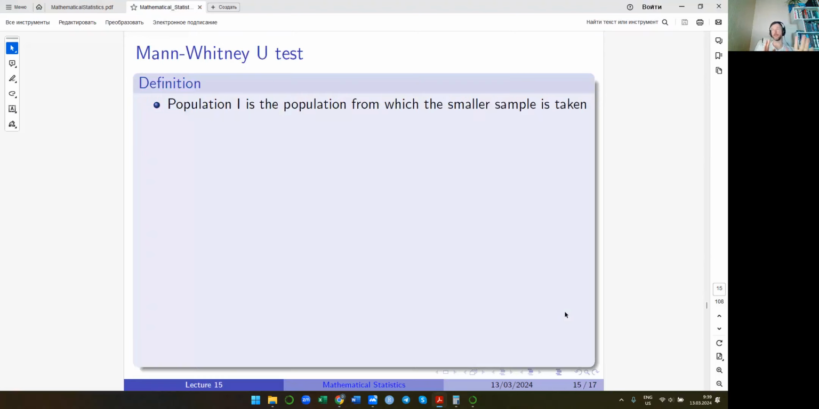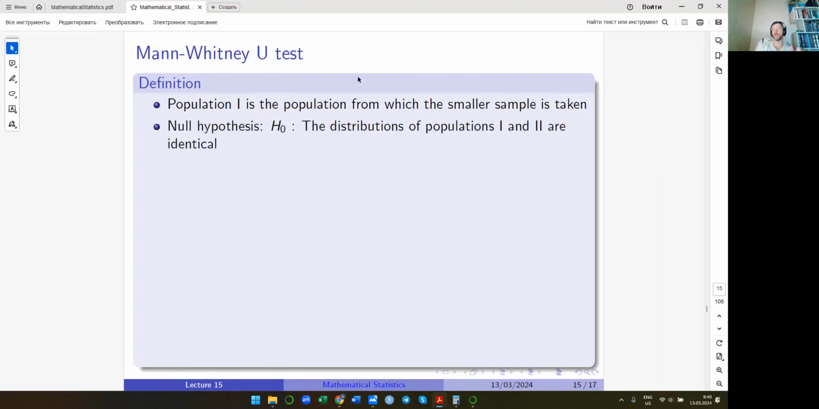Okay, so now just to wrap up the general approach in Mann-Whitney test. I gave you an example. Now, in general, what we have to do. First of all, the first population is always the population where the smaller sample is taken. So we have to compare the sizes of the sample. If they are not equal, population 1 is the population from which the smaller sample is taken.